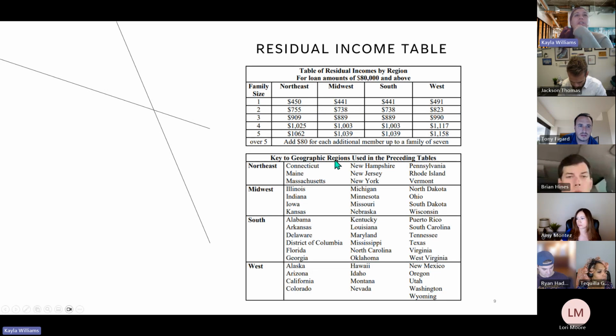Okay. Here's the residual income table for loans over $80,000. I don't usually do any VA loans under $100,000, so I didn't put that one in here, but it's out there. So here's the key to the geographic areas that go into the table, and family size. And obviously you can see ours was the South with one family size, so we have 441.